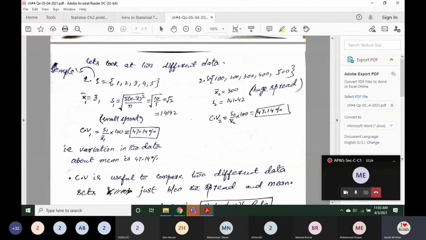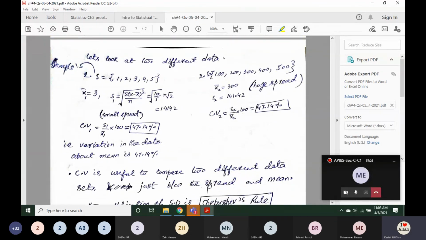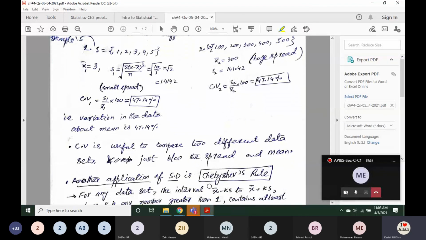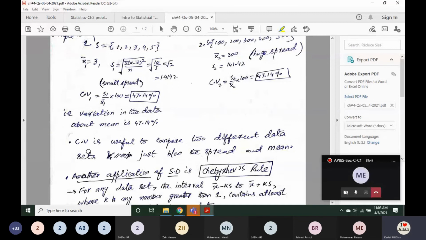Now CV is useful to compare two different data sets, relating the spread and the mean. So basically that is the usefulness, or those are the remarkable properties, of the coefficient of variation.